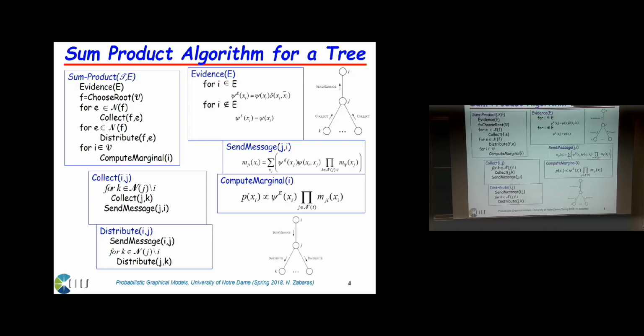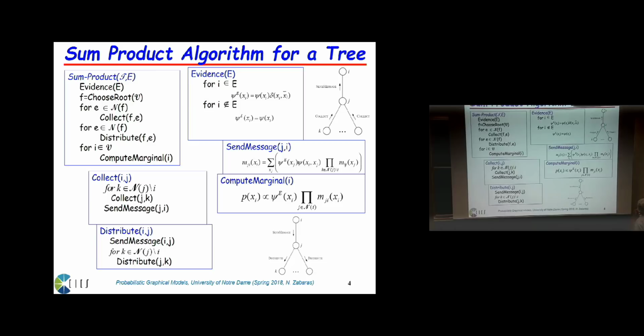You have to choose a root in the graph, and for now you can take anything you want, because this is a tree. So any node, you choose a root. The algorithm starts with very simple steps that require recursive programming. You start with a node in the neighborhood of the root, and you call this command collect(f, e).